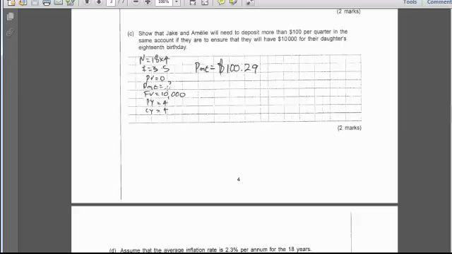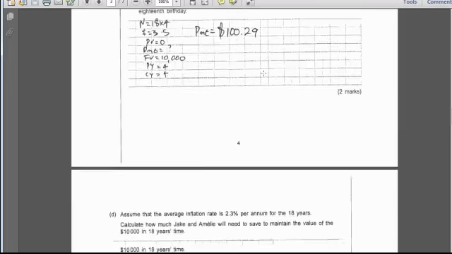So you're trying to find payment here. Still, it's a future value question, so nothing else changes. 18 times 4, 3.5 is I, PV is 0, payment you don't know, FV is 10,000, and you end up with $100.29. So the question says they deposit more than $100 per quarter, so you've shown that that is true.